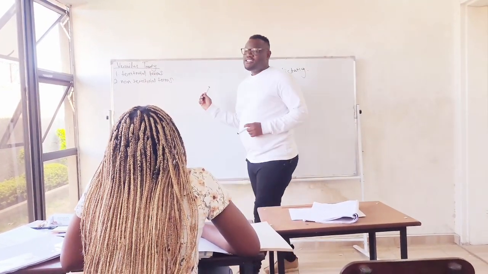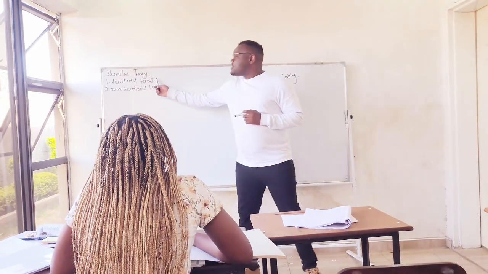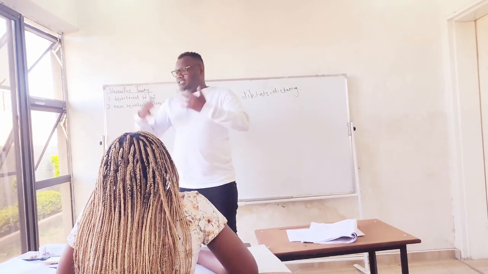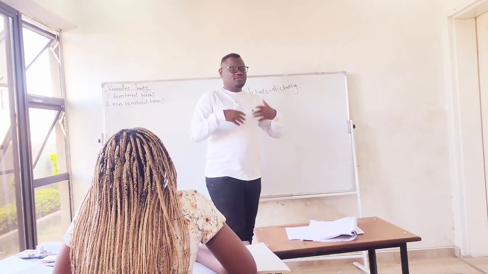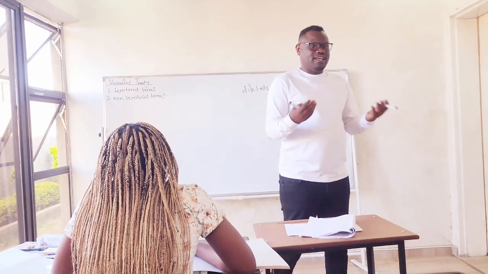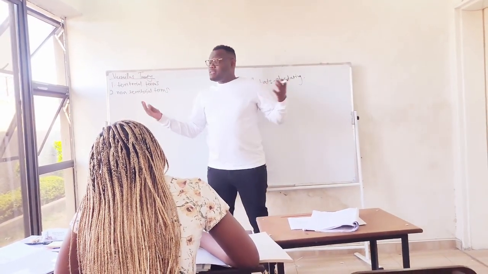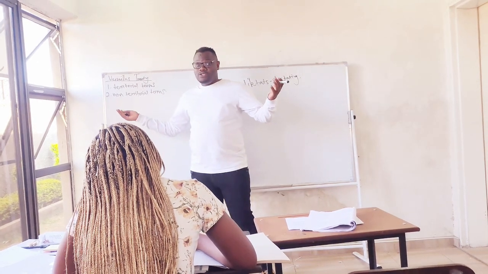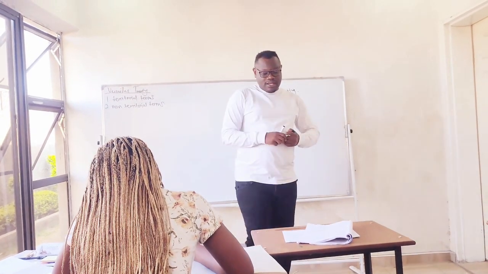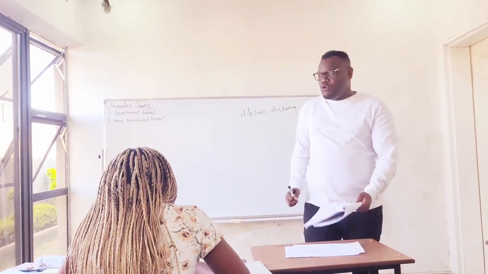Then non-territorial terms. The territorial terms is about the countries which Germany lost. The word territory is something to do with the country or with the land. The non-territorial terms have nothing to do with the countries. There are some other things like the military losses which Germany faced. So let us look at the territorial terms of the Treaty of Versailles.